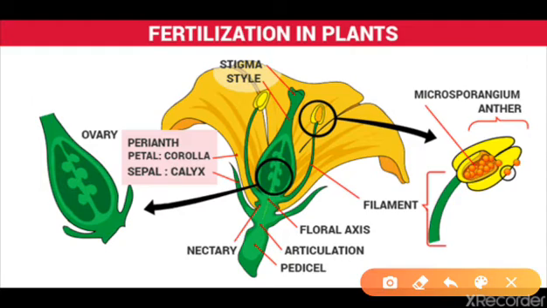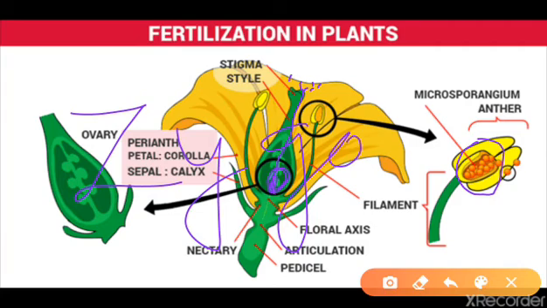Further, I am showing over here, see, the anther part has the pollen grain. Now the pollen grain will stick on the stigma part. From the stigma they will enter the ovule part. In the ovule part there is a female egg, that means the female sex cell. There they will produce the zygote. This is the process of fertilization. Fertilization means the fusion of the male and the female gamete.